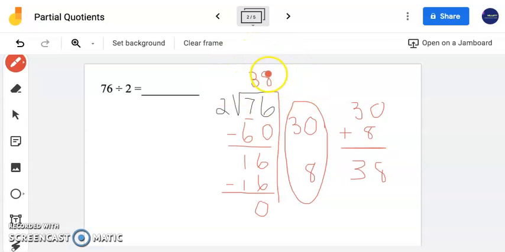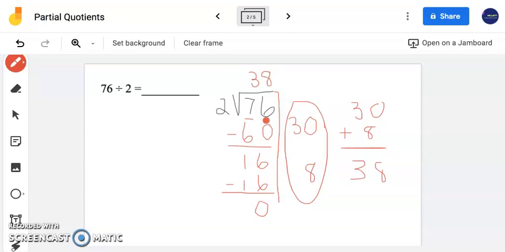So my quotient here is 38 as my answer. Now, to check that my work is correct, how do you know I did this problem correctly? Well, we could do 38 times 2, and that in fact is going to give me 76 as my answer. It's always great to check your work by using multiplication to see if your division problem was correct.